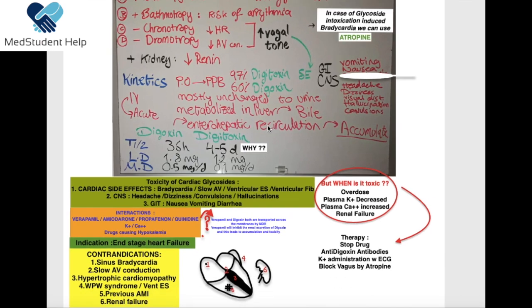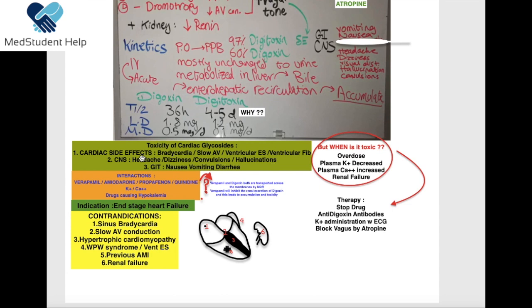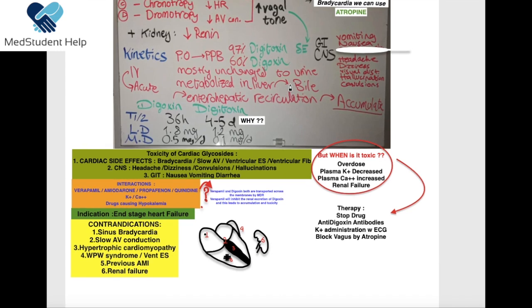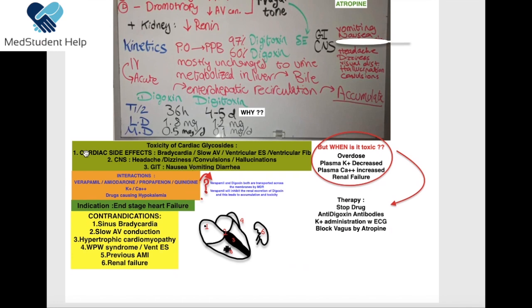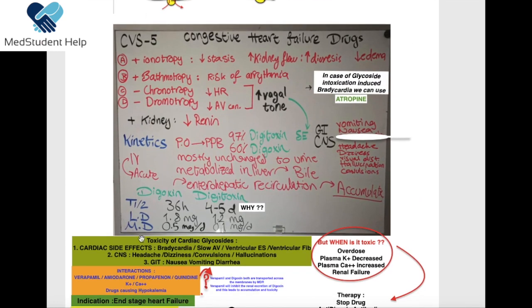Okay, now let's see what toxicity the cardiac glycosides carry. Now we said that accumulation of the digitoxin carries a huge risk of toxicity, right? But it is not only digitoxin that is toxic. Actually, all of them are toxic. Digoxin, digitoxin, Deslanoside, Ouabain, all the cardiac glycosides are toxic. Because if we think about it, they may function more than needed.